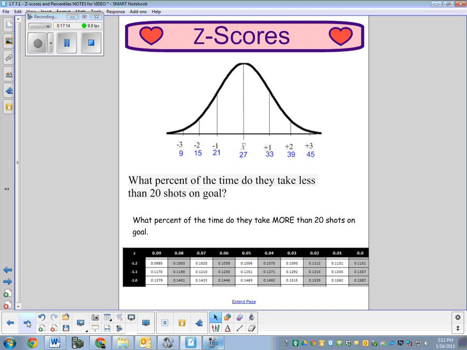What percent of the time does the Blaine hockey team take less than 20 shots on goal? So take a moment right now and do these two following things. Find the z-score for 20, and then look that up on your percentile table. Pause the video right now and try that. Make sure you check in with your neighbor before checking your answer with the video.